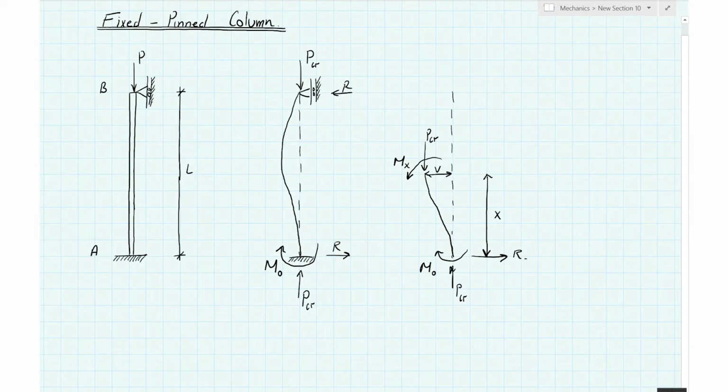Okay, so the final set of end conditions we're going to consider is the fixed pinned column. So again, it's the same setup as we've seen previously, with the schematic on the left, the deflected shape on the right, and then a free body diagram of a cut section of the structure on the very far right. The first thing to notice here that we haven't seen before is that, because we have a roller support up at the top, up at point B here, we have this reaction here.